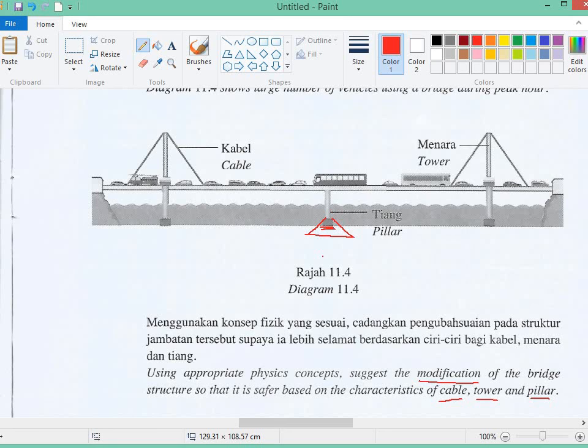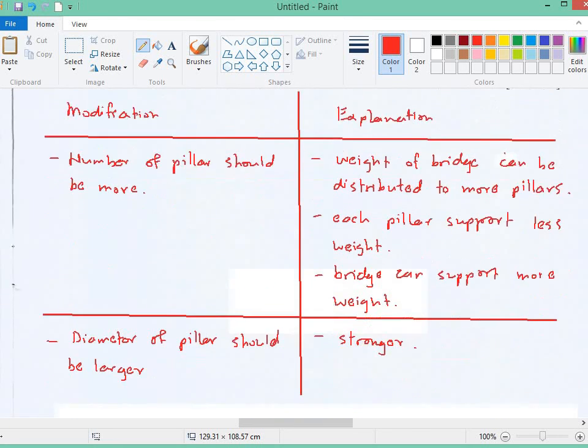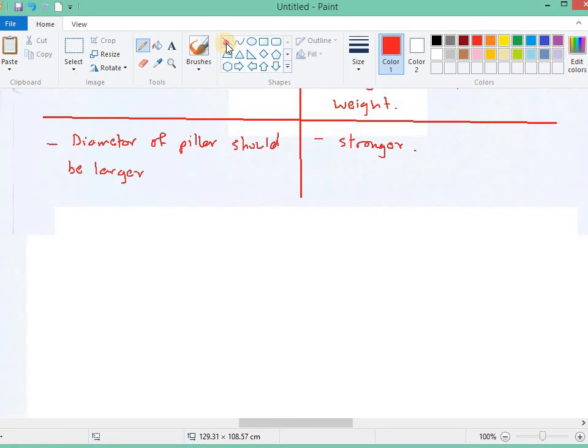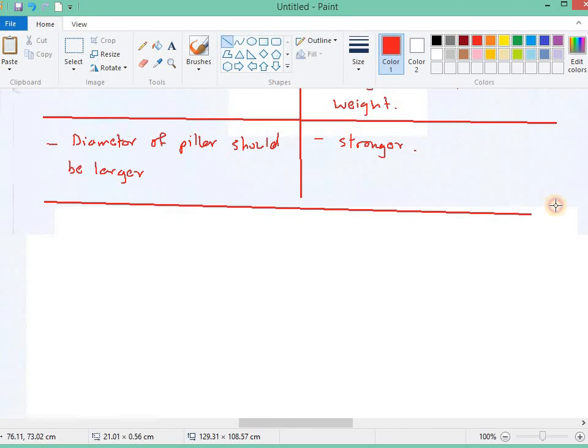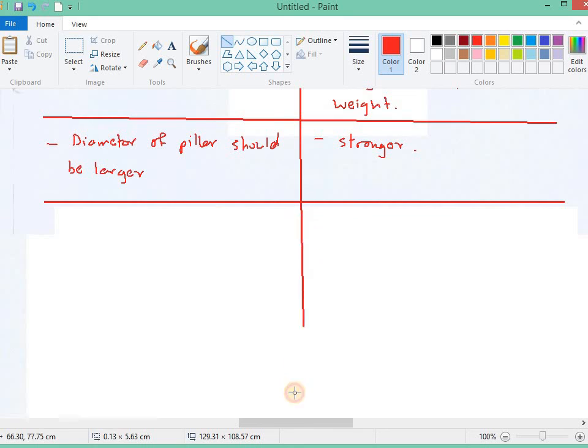So let's see the cable. What modification is it that we can talk about the cable? High tension. Okay, cable should have high tension.